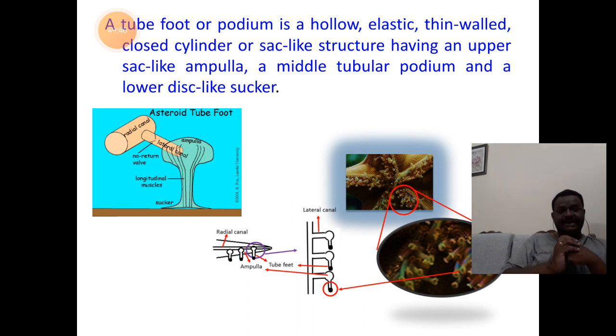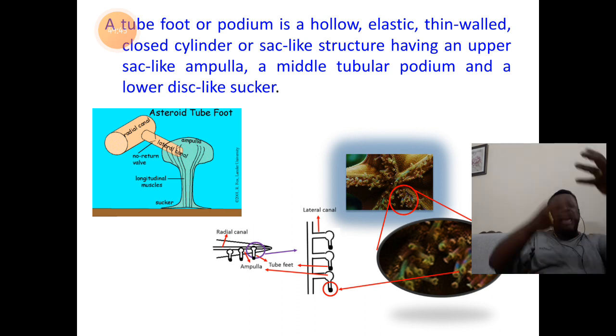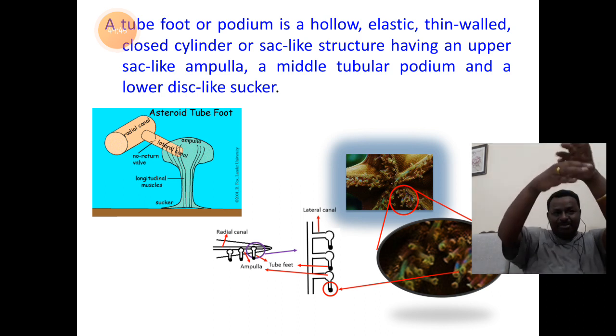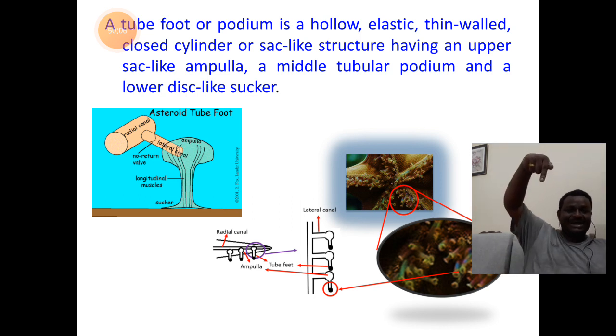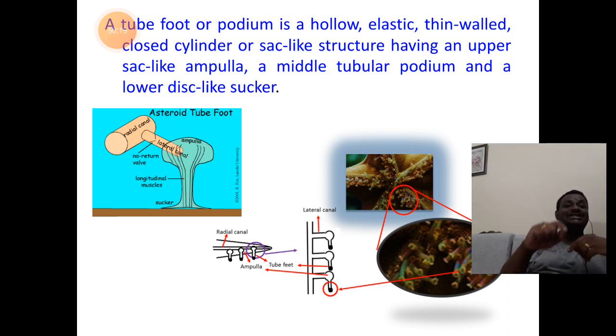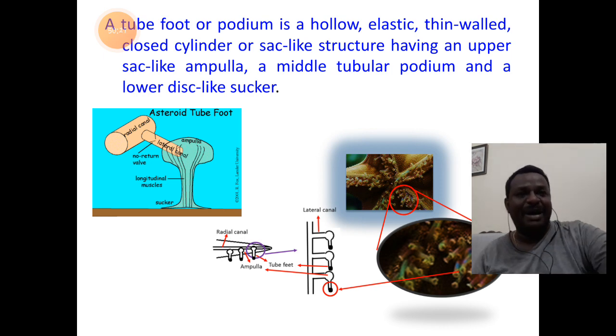So whenever the ampulla squeezes, the water from the ampulla moves down into this tube of the podium and reaches the region of the sucker. The sucker allows the water to enter in and also makes the water move out of it. So inlet of water takes place through the Madreporite, and outlet of the water from the water vascular system takes place through the sucker part of the tube foot.